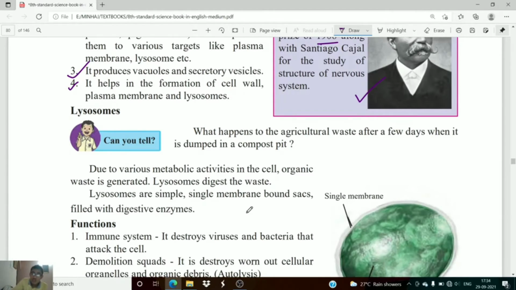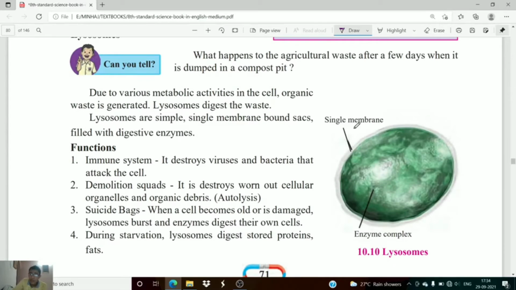You can see the structure of lysosome over here. The single membrane is there, and inside the membrane you will see an enzyme complex. Now the functions of lysosomes are: it is used in the immune system where it destroys viruses and bacteria that attack the cell. Then the second function is demolition squads. It destroys worn out cellular organelles and organic debris.